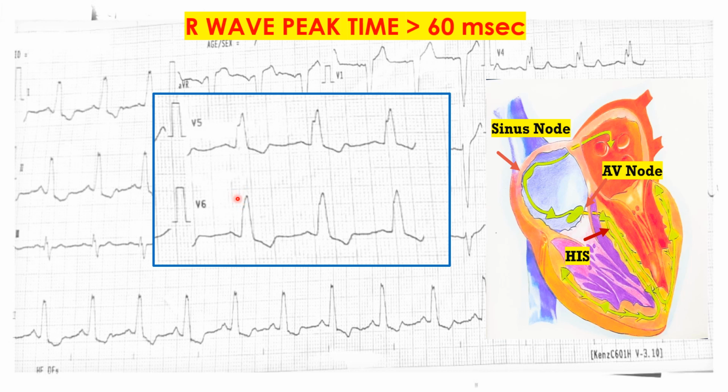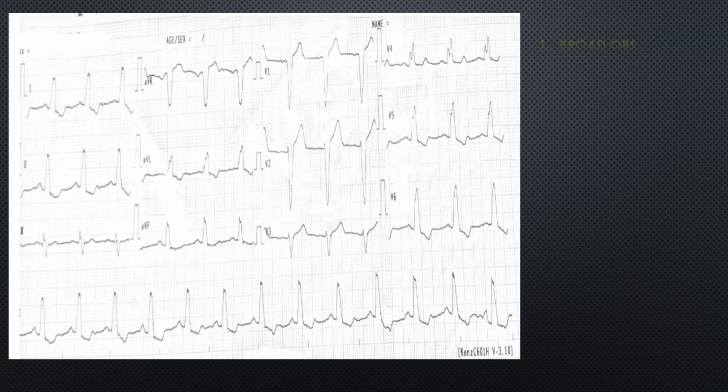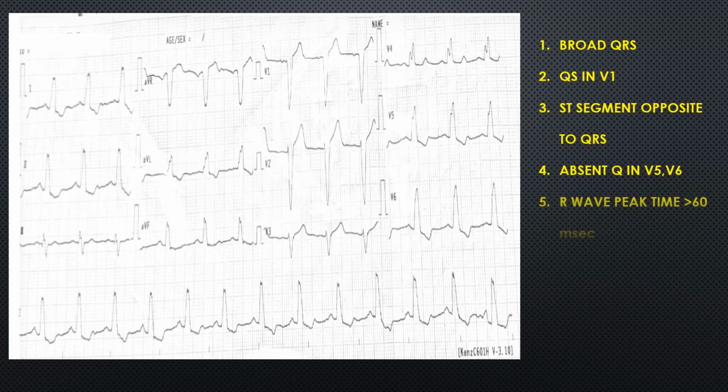And look at the downslope. It is pretty fast. So it has to be a delayed upstroke of at least 60 milliseconds. 60 milliseconds is around 1.5 small squares, and we can obviously see that happening over here. This should be more than 60 milliseconds for a typical or classical left bundle branch block. So in summary, when we can see all these features on an ECG, then this will be called a classical left bundle branch block ECG pattern.